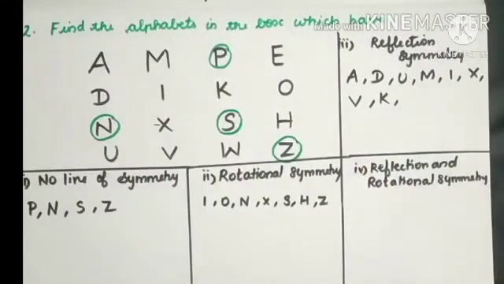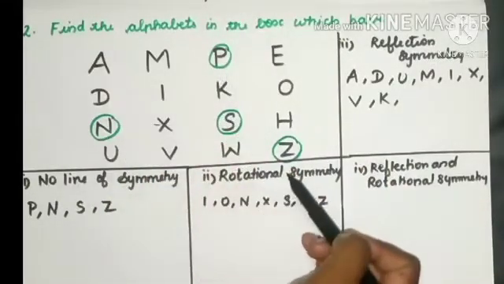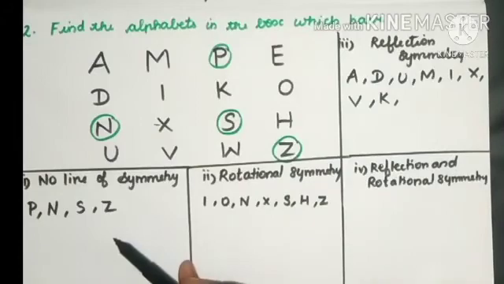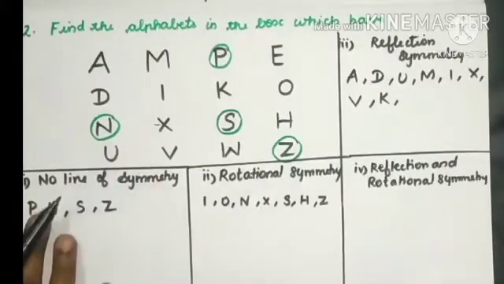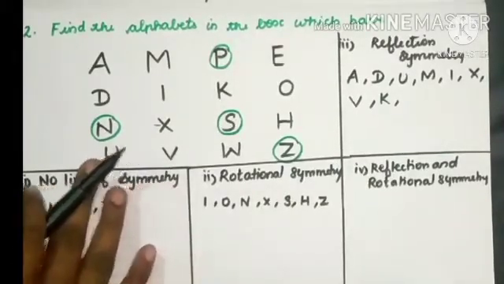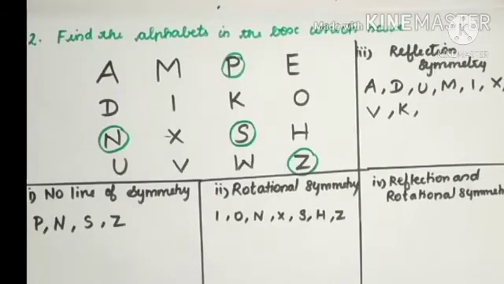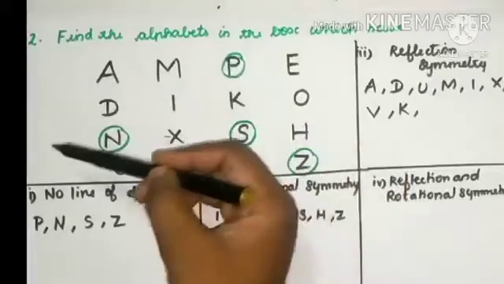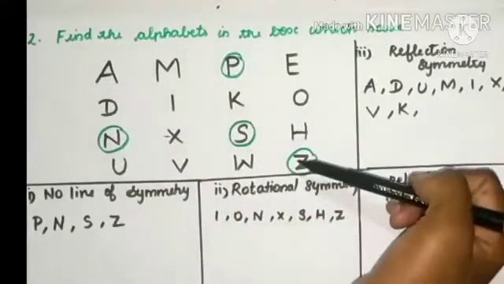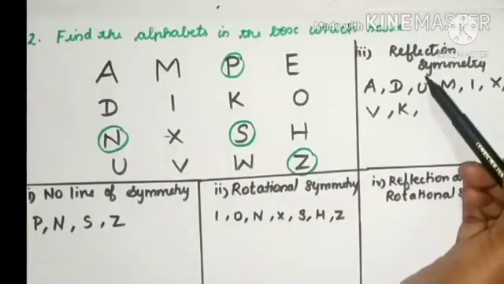Students, keep in mind, the letters N, P, S and Z have no line of symmetry, and they have no reflection symmetry also. As we already know, a shape has reflection symmetry if it has a line of symmetry. Here the letters P, N, S and Z have no line of symmetry. Therefore, the letters N, P, S and Z have no reflection symmetry also.